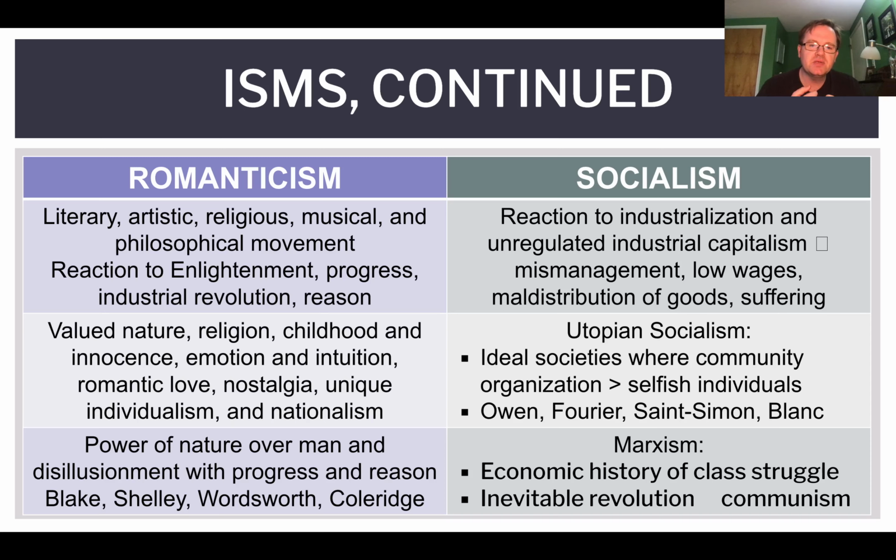And the ideas were multiple-fold, right? We had utopian socialism, which were people who wanted to create communes. Richard Owen, Louis Blanc, these are early ideas that community organization was better than having everyone fight for their lives, basically, which is how they portrayed liberalism and capitalism.